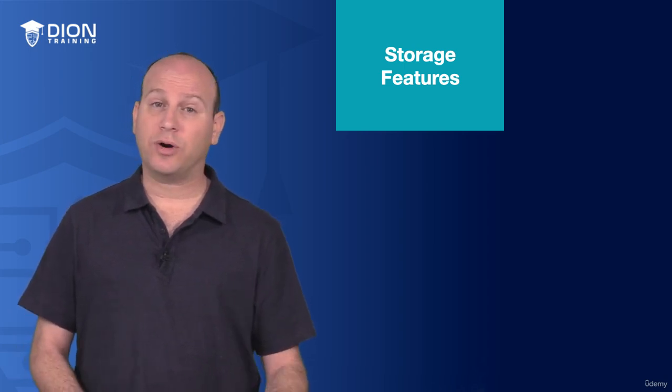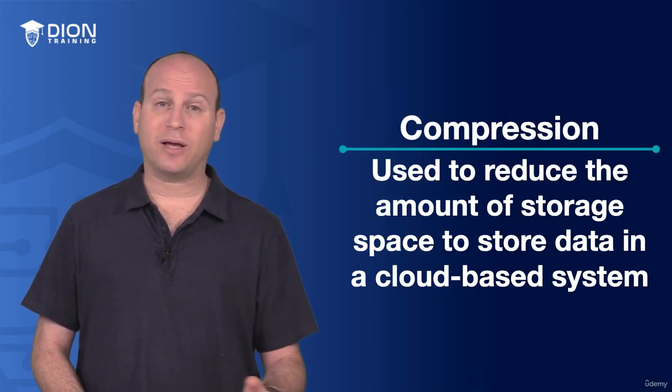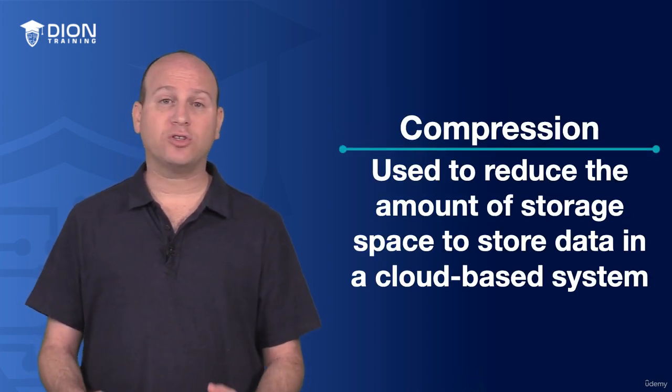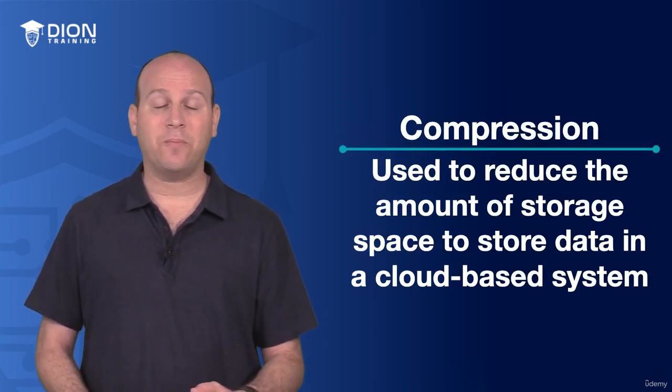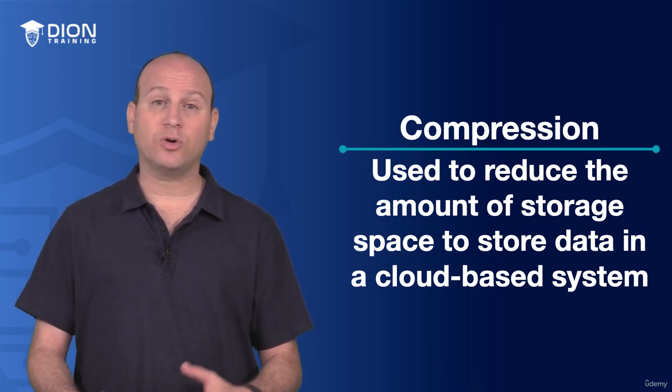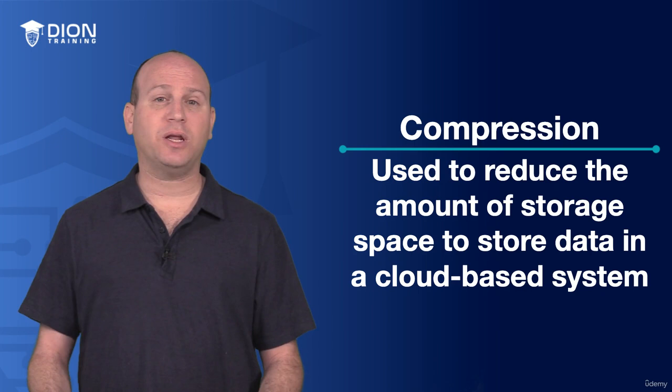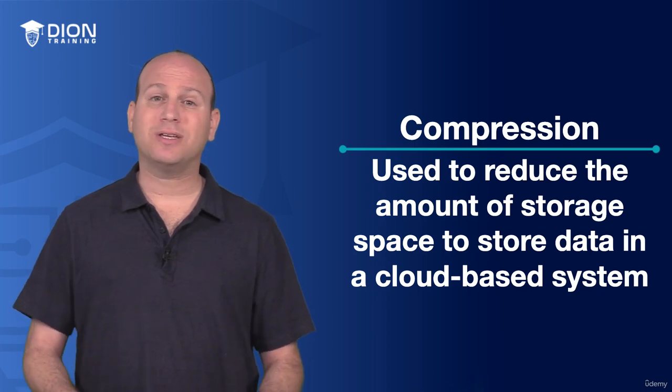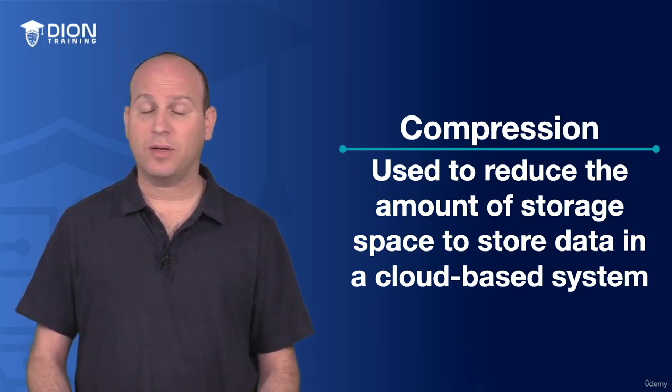Now, as we begin this section, we're going to first discuss the three features of cloud storage, including compression, deduplication, and capacity on demand. Compression is used by cloud storage providers to reduce the amount of storage space needed to store data in a cloud-based storage system. By using compression, cloud service providers can provide lower storage costs for their users, as well as speed up the overall data transfer rates used inside of these cloud storage solutions.